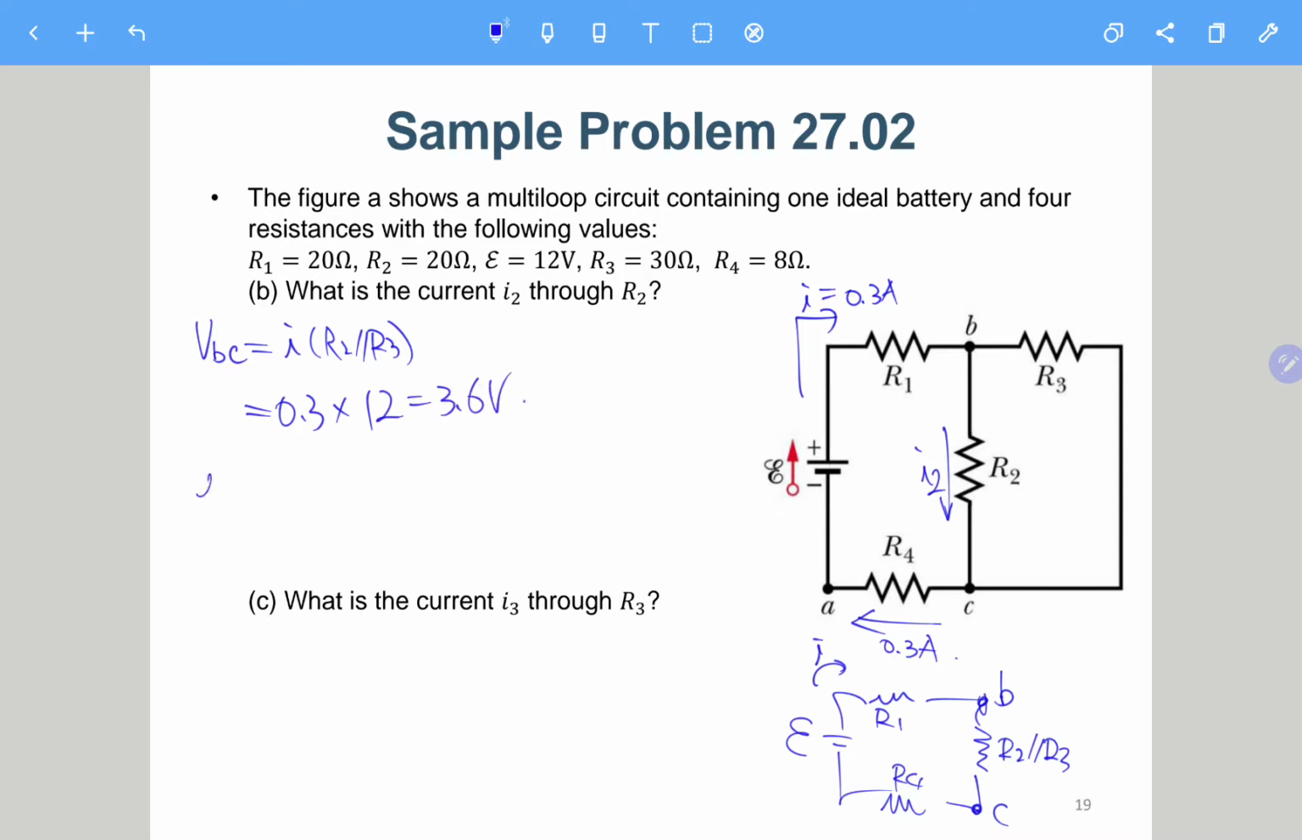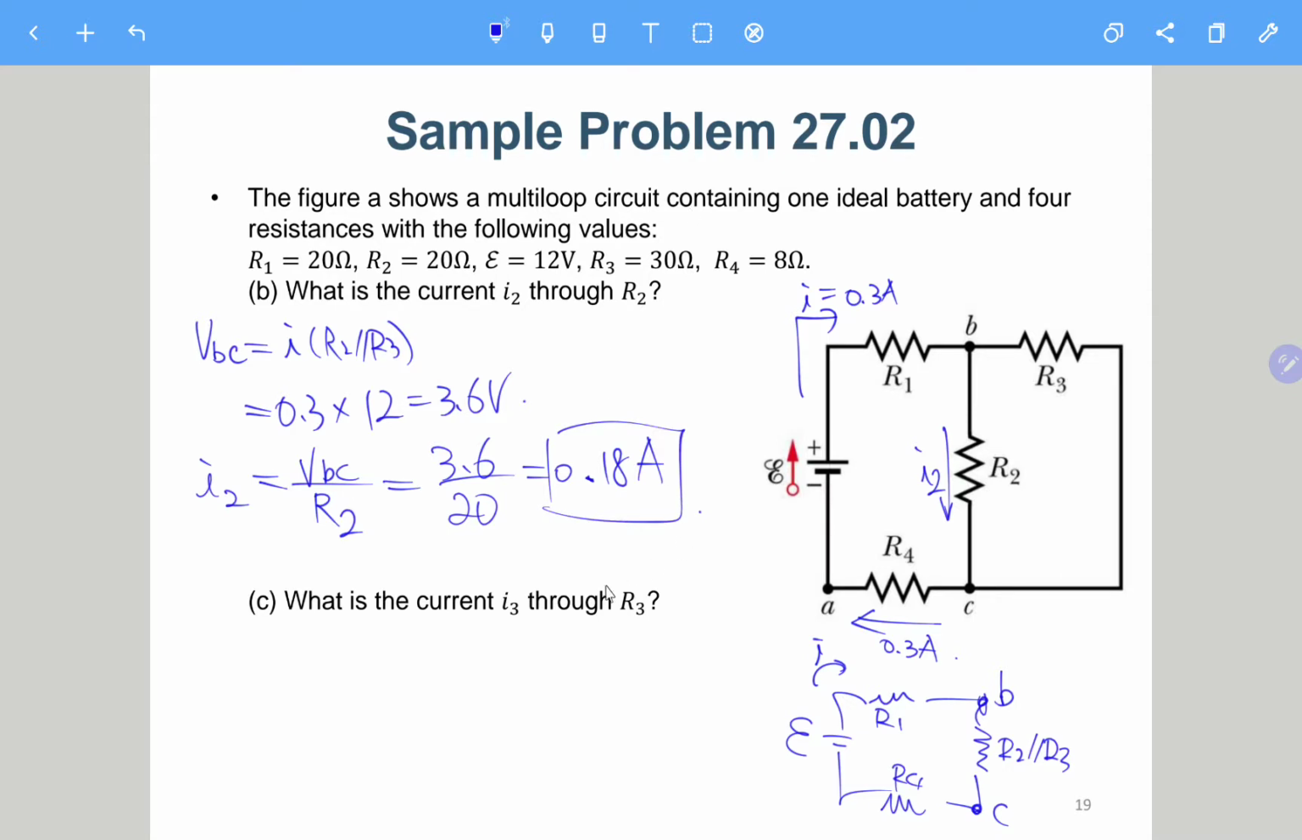So now we can consider I2 to be VBC over R2. So this is nothing but 3.6 over R2, which is 20. So it is 0.18. Sorry, 0.18.